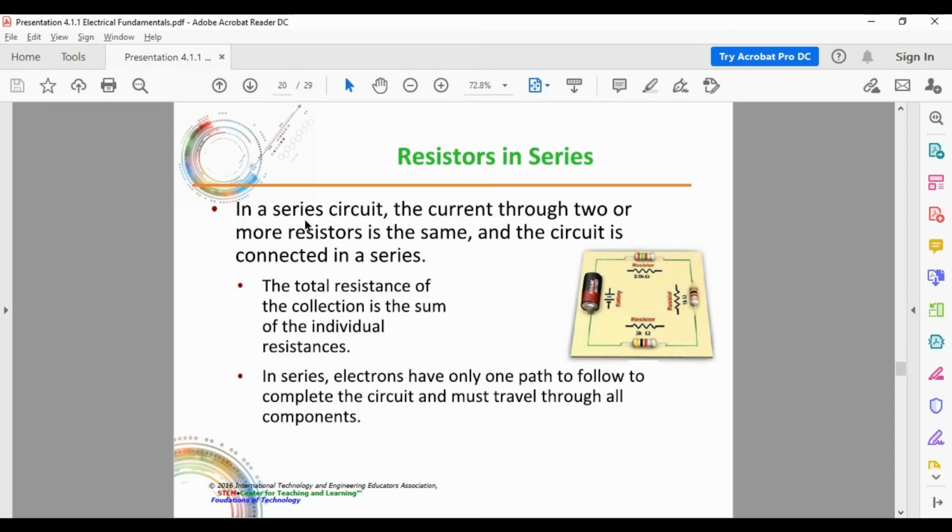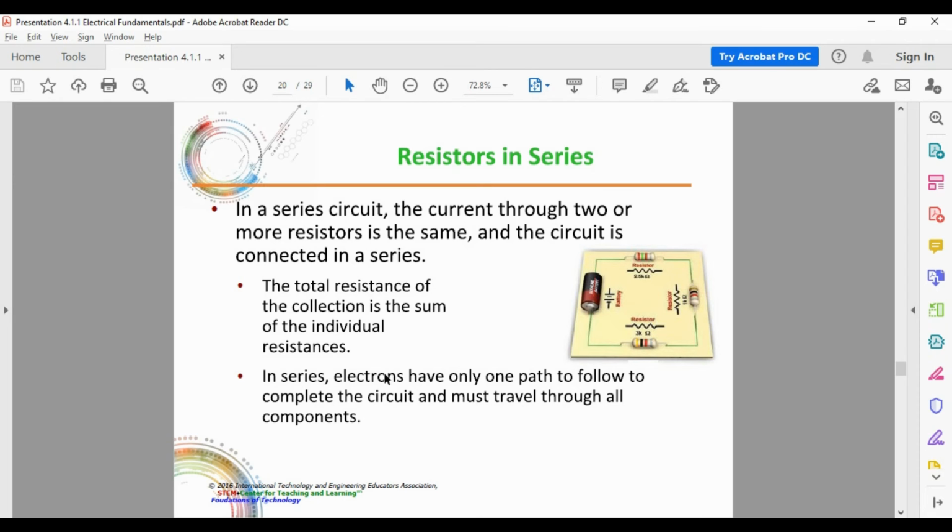So in a series circuit, the current through two or more resistors is the same, and the circuit is connected in a series. What we mean in a series circuit is that everything has to follow essentially this one major path here. The total resistance of the collection is the sum of the individual resistances.